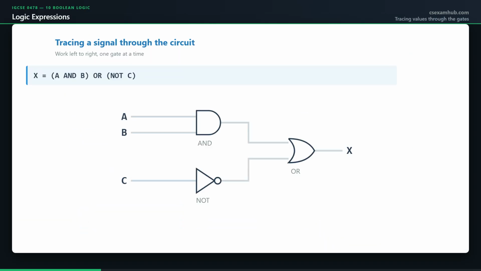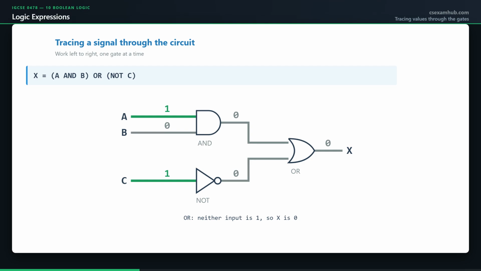Now let us trace some values through it, because that is the skill an exam actually tests. First combination, A is 1, B is 0, and C is 1. Those three values enter on the left. Work forward one gate at a time. The AND gate has A equal to 1 and B equal to 0, and only outputs 1 when every input is 1. So with a 0 present, its output is 0. Next, the NOT gate. Its input is C, which is 1, and NOT simply inverts, so its output is 0. Now the OR gate, which takes those two gate outputs, 0 and 0. OR outputs 1 if either input is 1, and neither is, so X is 0.